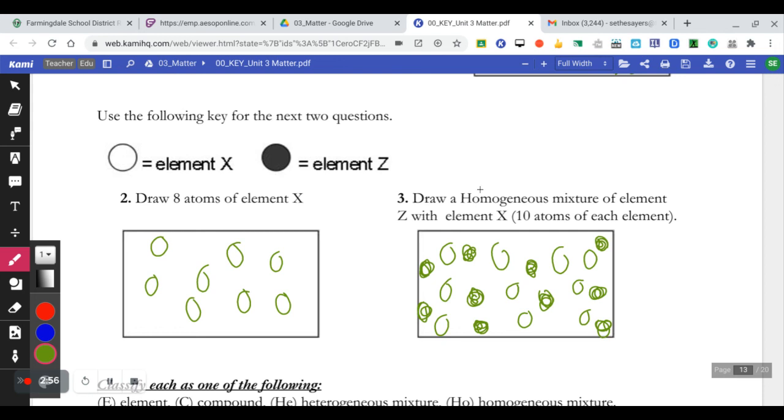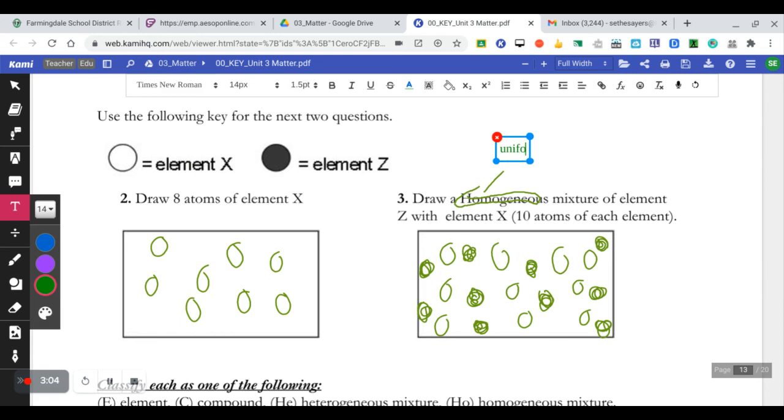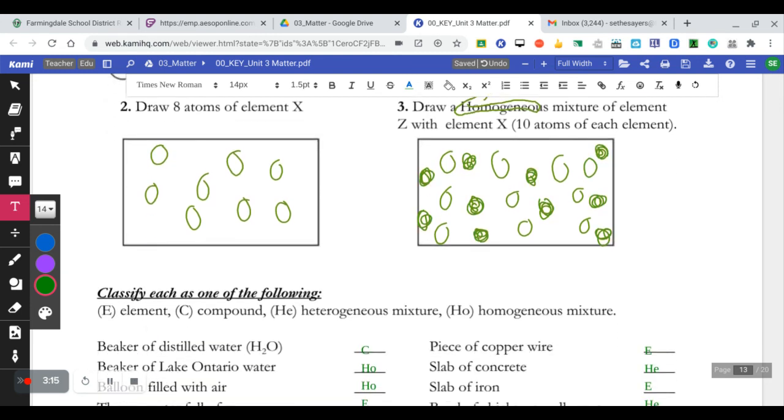Now remember the word homogeneous. I always write over the word. This means uniform or the same throughout. So you're going to draw them as if they're all spread out evenly. So do your best to make it look like it's all even.